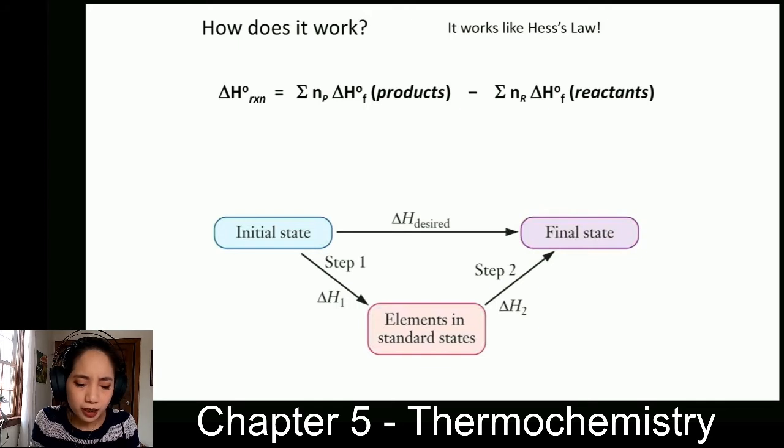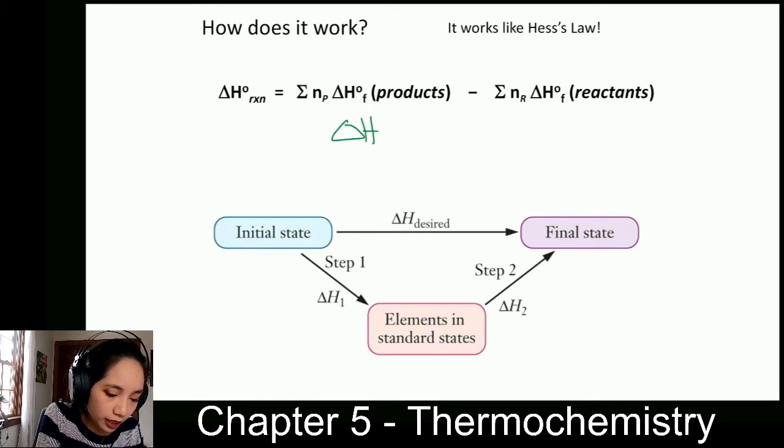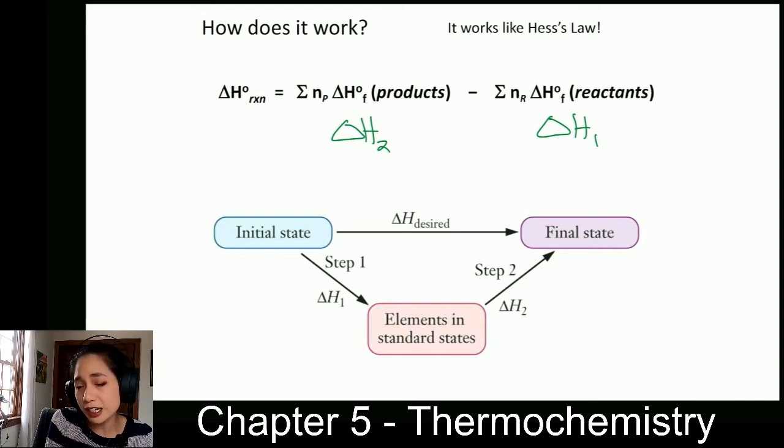So you might be thinking, do chemical reactions actually occur this way? They don't. So let's just call this delta H2, and this is delta H1. All right, so we have our initial state. There's some energy requirement to make those elements into their standard state. And to get to your final state, we consume those elements to make our final state. So that's essentially what we're saying.